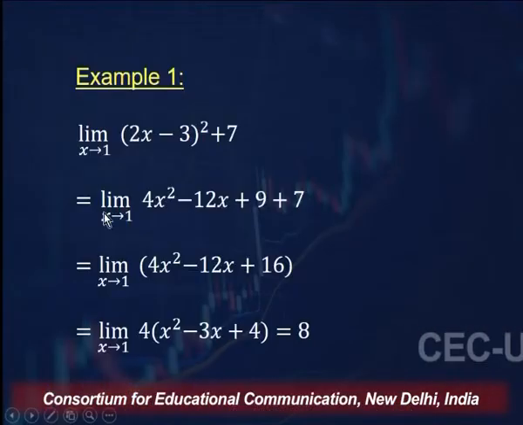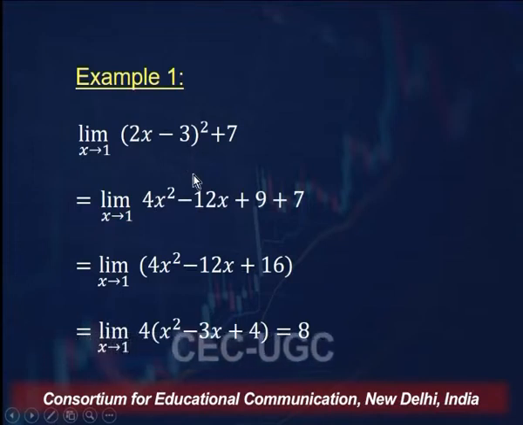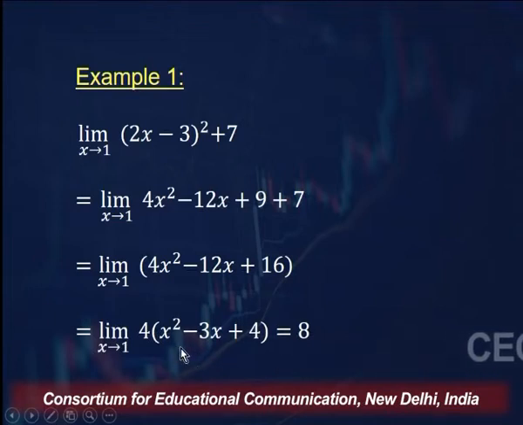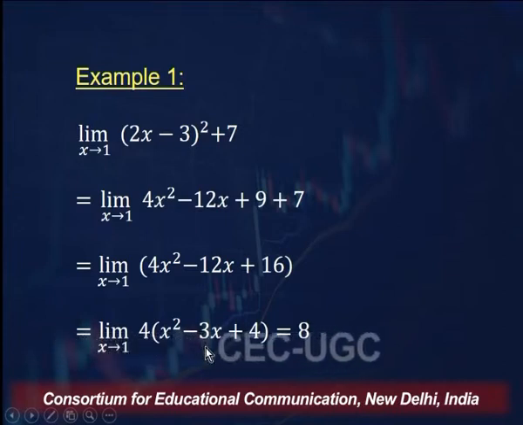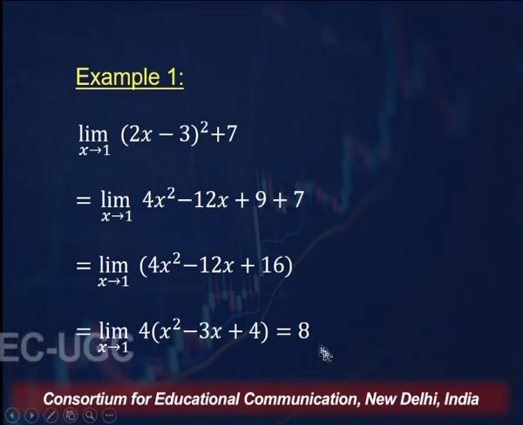Now this one, as you can see, asks you to calculate the limit of 2x minus 3 the whole squared plus 7, and you can see it's a polynomial. Either you can just open up the brackets, or you can just plug in the value of x, because x is tending to 1. So you'll get 1 minus 3, which is minus 2, squared is 4, plus 4, which is 2, and then because you have a 4 outside, you'll get an 8.